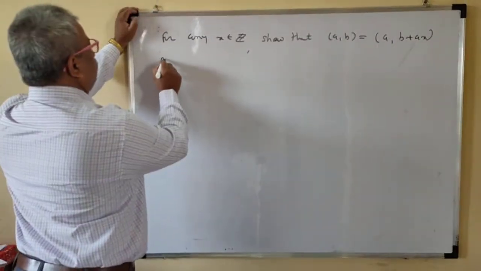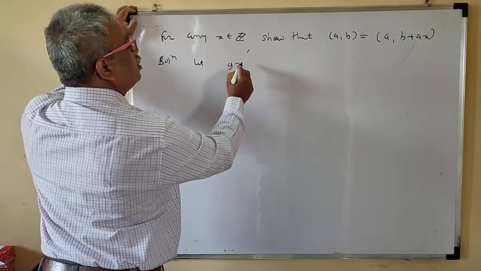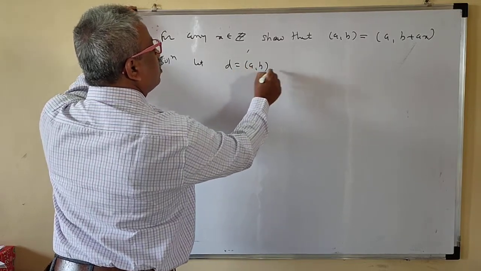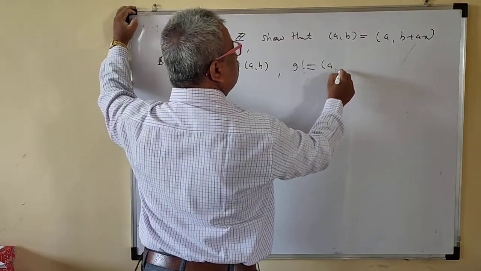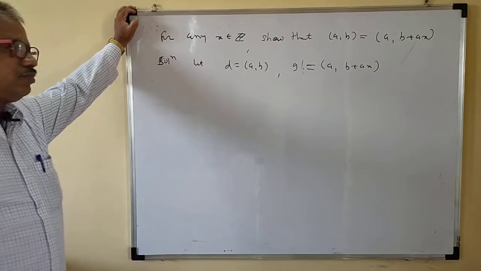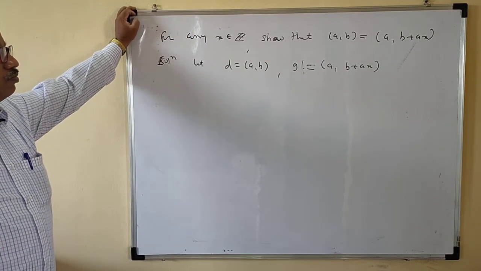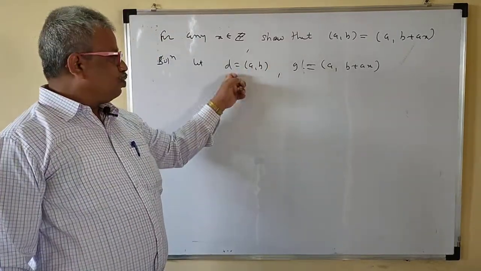Okay, so proof. Solution. Let d be equal to GCD of (a, b) and g be equal to GCD of (a, b plus ax). Okay, so we'll assume this. So what do you have to prove? We want to prove d is equal to g.